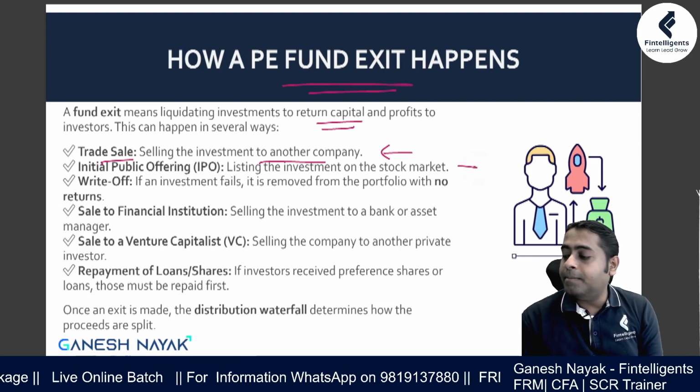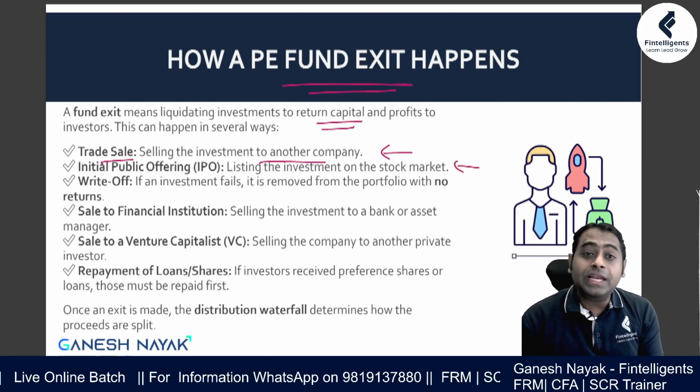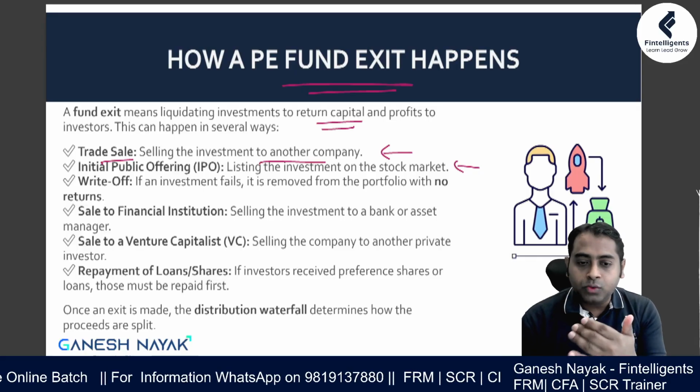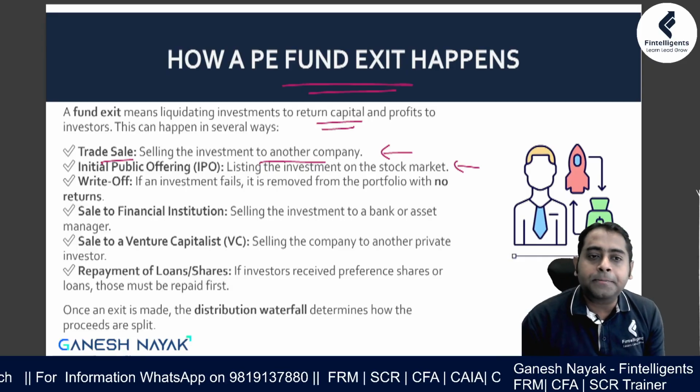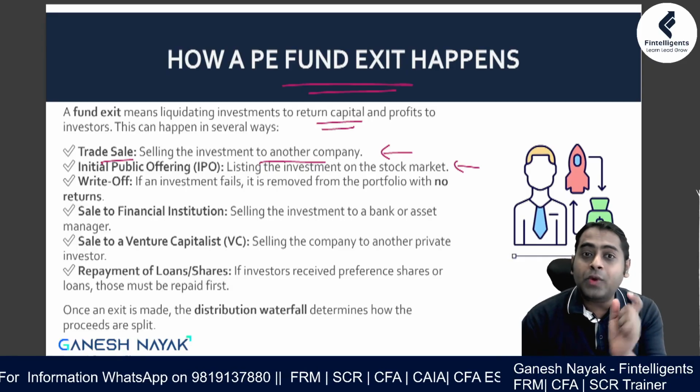Second would be to do an IPO. When you do an IPO, you sell your stake to a retail investor. You get your money back 100 times, 200 times, and you then go and find some other opportunity. That is one way to exit.